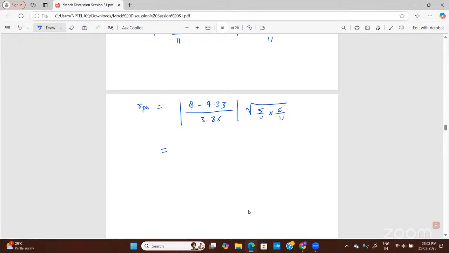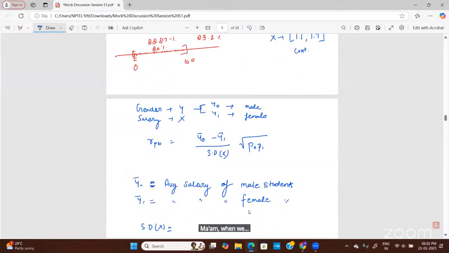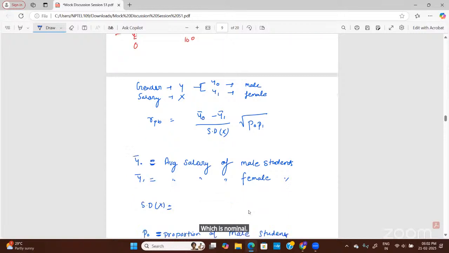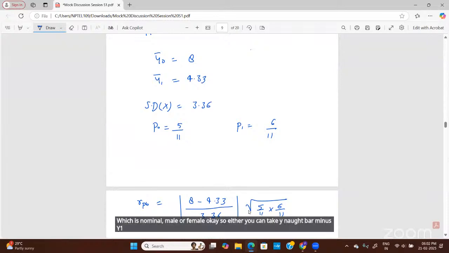Here we take the absolute value because it's a categorical variable, which is nominal, male or female. Either you can take Y0 bar minus Y1 bar or Y1 bar minus Y0 bar. So that's why we take the difference and take the absolute value.